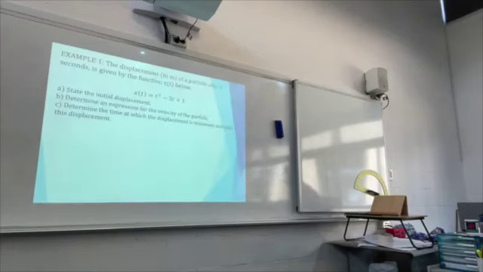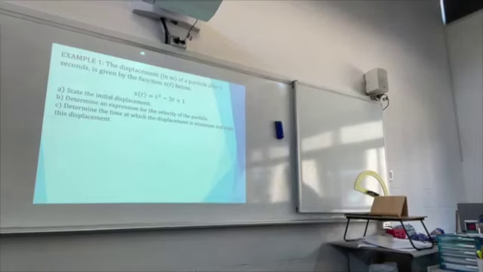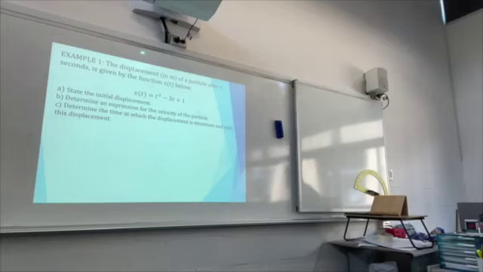Let's look at example one now. You've got example one in front of you. The displacement in meters of a particle after t seconds is given by that function. So you can see that the displacement with respect to time is a cubic function. So you should be able to state the initial displacement. What is the initial displacement? Because initial displacement is when t equals 0, correct? So therefore, x0 equals 1. That's the initial displacement.